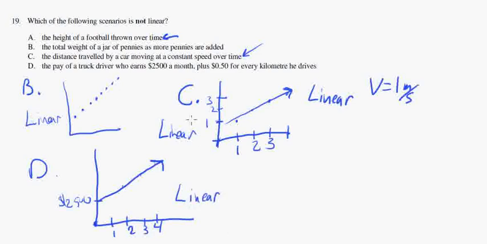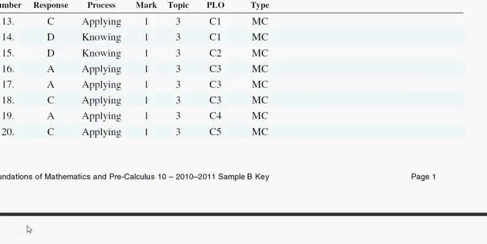Alright, so we know that B, C, and D are linear. That means that A has to be not linear. So 19 has to be A, because one of them has to match. One of them has to be not linear. Okay, if B, C, and D are linear, A has to be nonlinear. And that's how we solve it if we don't know anything about gravity. And let's check to make sure we are correct.